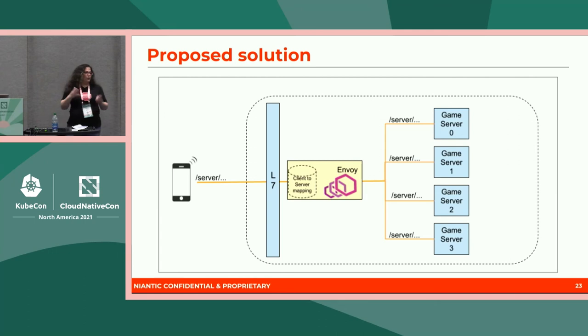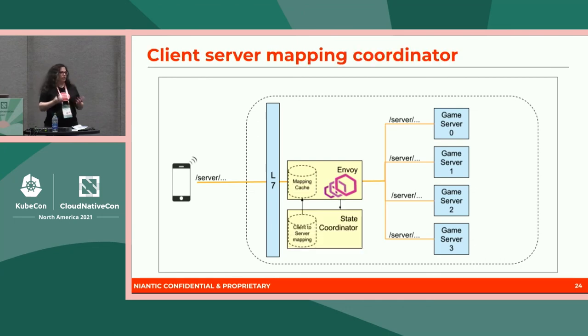First of all, most of you already noticed that this works only if you have one Envoy. Because if it's in memory, what will happen with the rest of them? You need a way now to synchronize this. So our proposed solution was to add a service called the state coordinator. This is the origin of your data, your source of truth. This is where the client to server mapping actually lives. Each Envoy has a cache of that one.